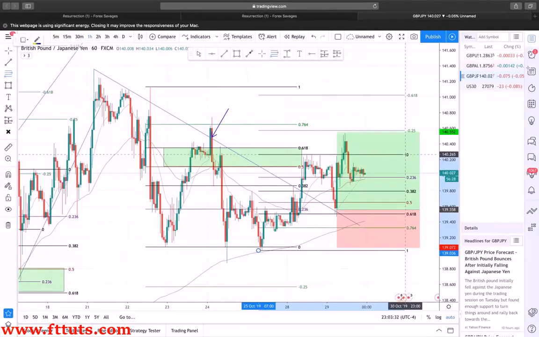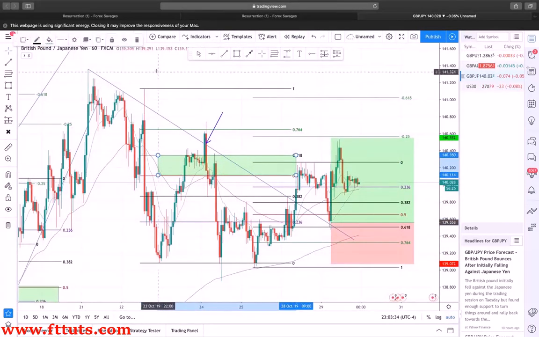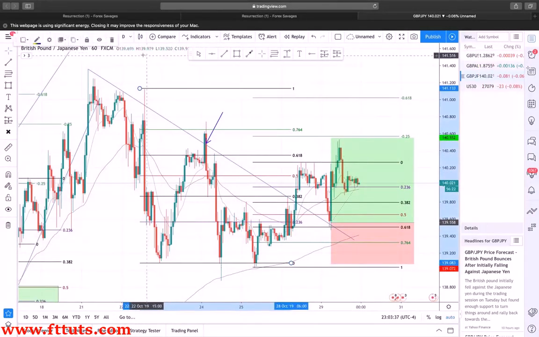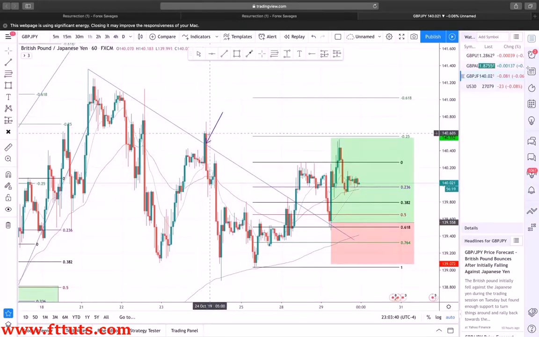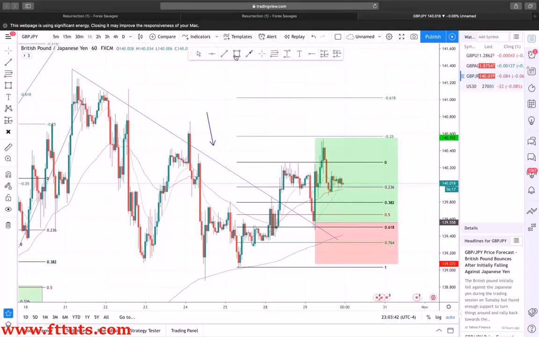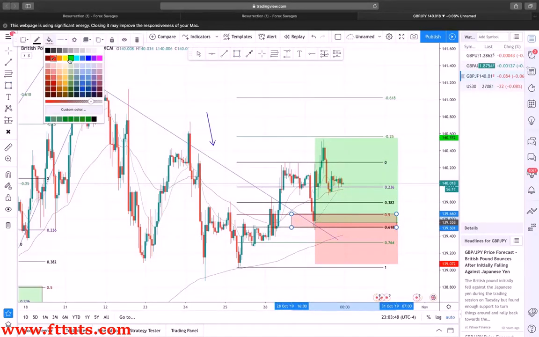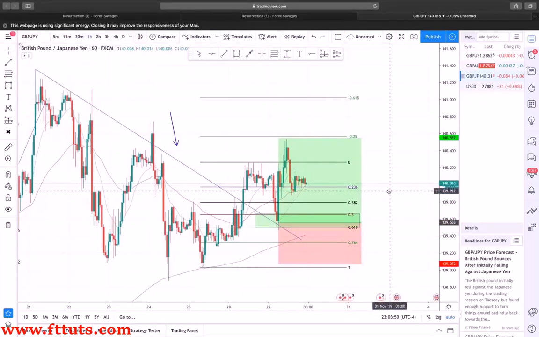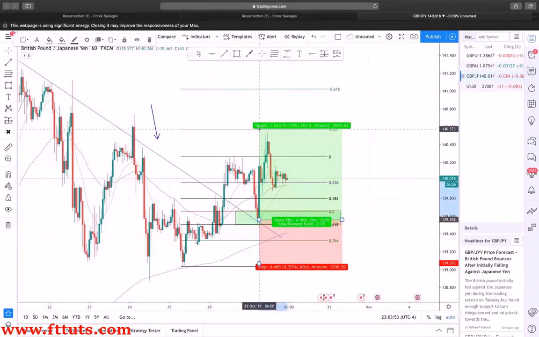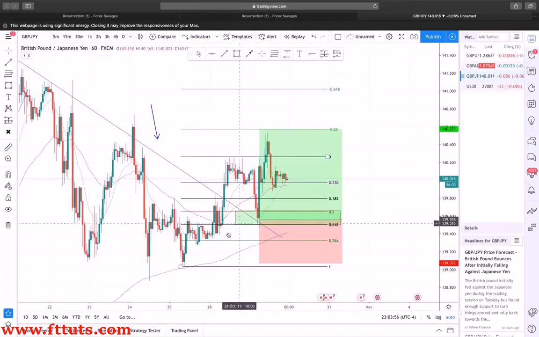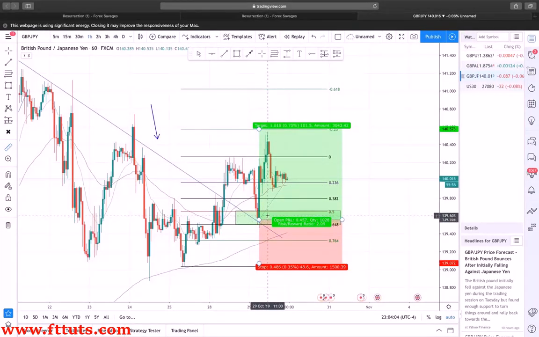So let me put this Fibonacci right back where I had it. Take this off so we're not confused. Highlight our zone. Right there. Boom. Beautiful. Almost hit take profit 3. So look at that. Trend line broken and retested inside of our Fibonacci, market structure break to the upside with the bigger picture, and boom.